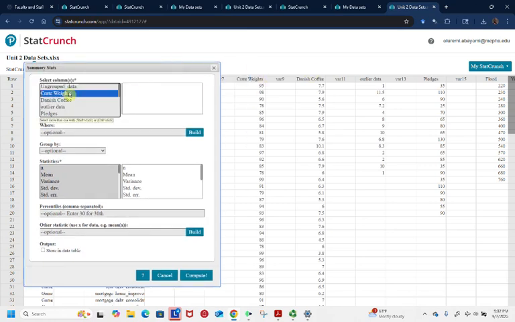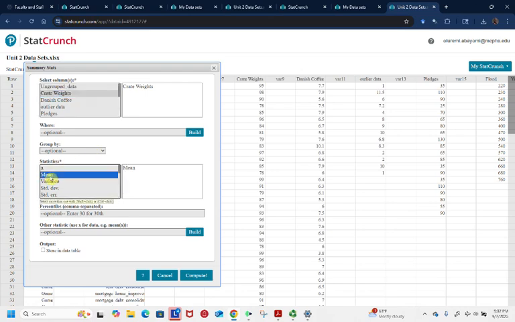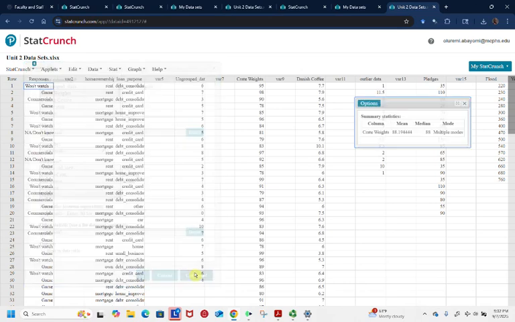So I'm going to click on create weights, and I'm going to indicate that I want just the mean, and I'm going to scroll down to choose the median. To also select the median, to do multi-selection, remember to hold down the control key and click on median. Holding down the control key, I'll go all the way to mode, and I'd like to compute that.